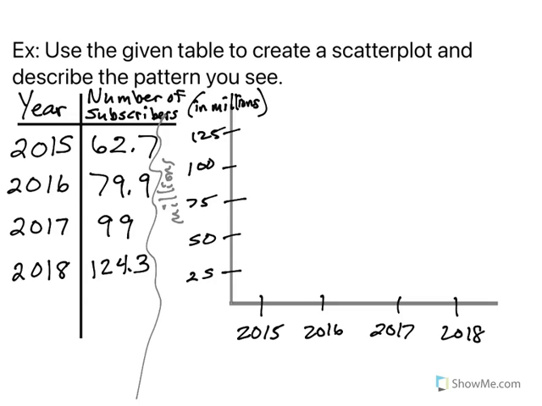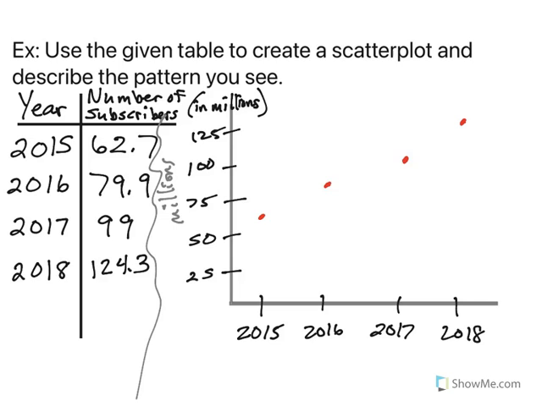And now we make dots. So in 2015, we are at 62.7. So that's about right there. In 2016, we're at almost 80, so just a little over 75. 2017, we're almost at 100. Okay, we're getting there. In 2018, we're almost at 125. Okay, so this is our scatter plot.